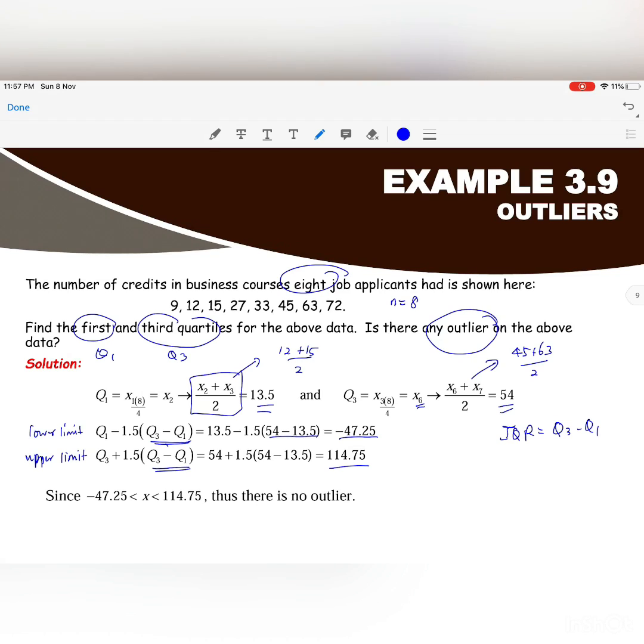So we check, is there any data less than negative 47? No, right, because the smallest data is 9. And then, is there any data greater than 114? No, because the highest data here is 72. So because no data is less than negative 47.25 and no data is greater than 114.75, there is no outliers.